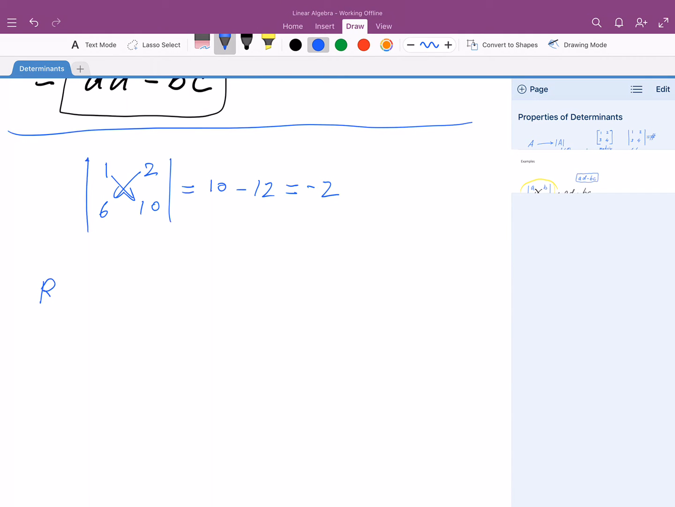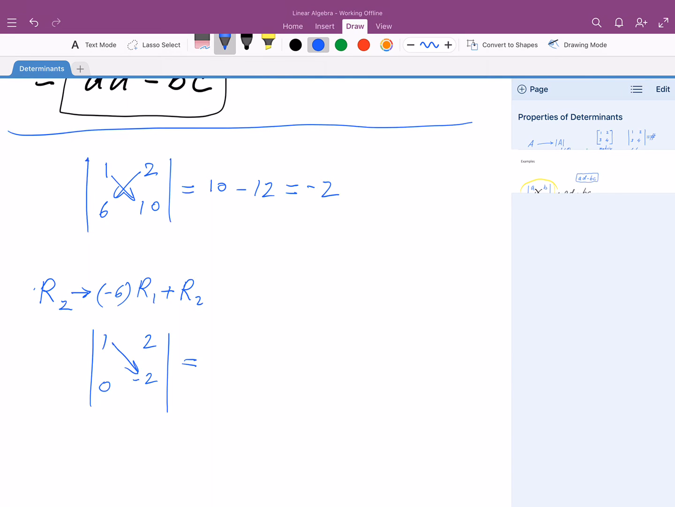Now, let me replace the second row with, let's say, I don't know. What is a good operation? What do we usually do? We usually eliminate things. So maybe I should take -6 times the first row and add it to the second row. And we're changing the second row. What do we get? We get 1, 2, and then 0, and then -6 times 2 is -12, plus 10 is -2. There we go. So we did the row operation, we got a new matrix.